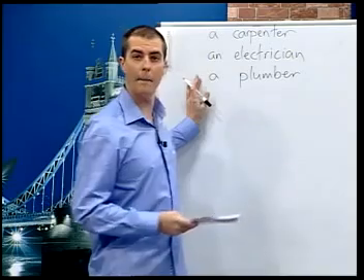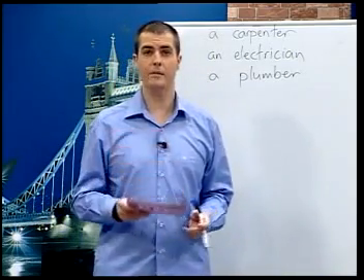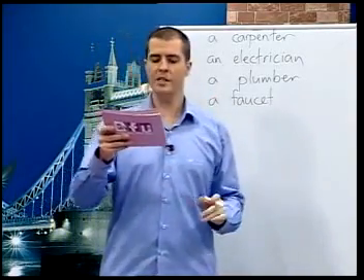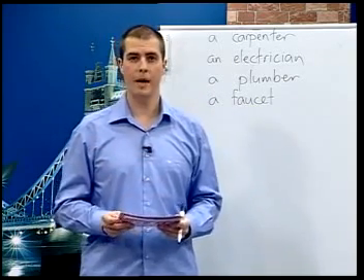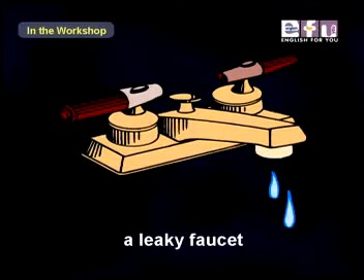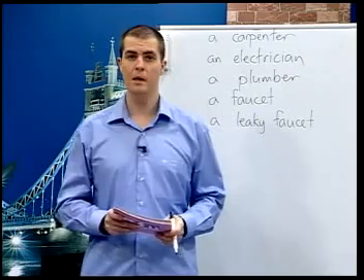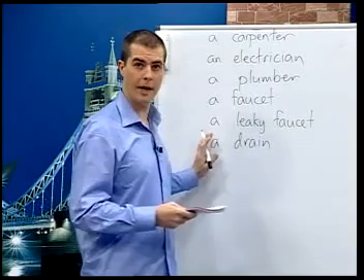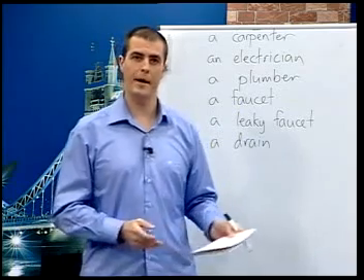A plumber is someone whose job is to install or fix sinks, baths and water pipes. A faucet is the thing you turn on or turn off to control the flow of water from a pipe. A leaky faucet is a faucet which has a fault or a problem so that water passes through it. A drain is a pipe that carries water or waste liquids away.